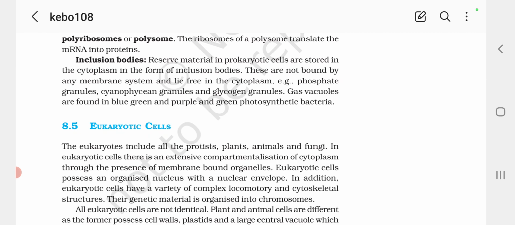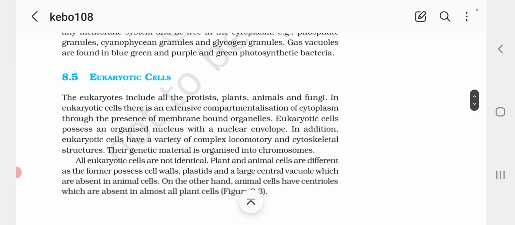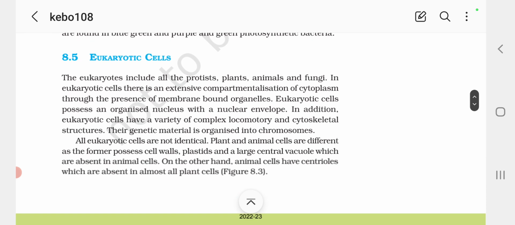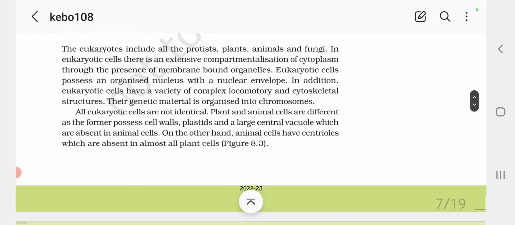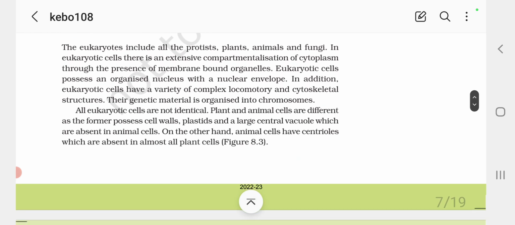Inclusion bodies. Reserve material in the prokaryotic cells is stored in the cytoplasm in the form of inclusion bodies. These are not bound by any membrane system and lie free in the cytoplasm. Examples: phosphate granules, cyanophycin granules, and glycogen granules. Gas vacuoles are found in blue-green and purple and green photosynthetic bacteria. 8.5 Eukaryotic cells. The eukaryotes include all the protists, plants, animals and fungi.